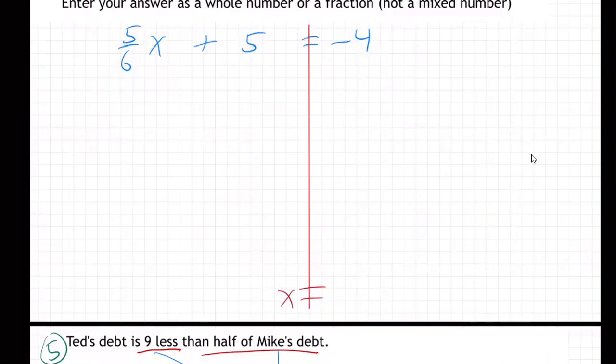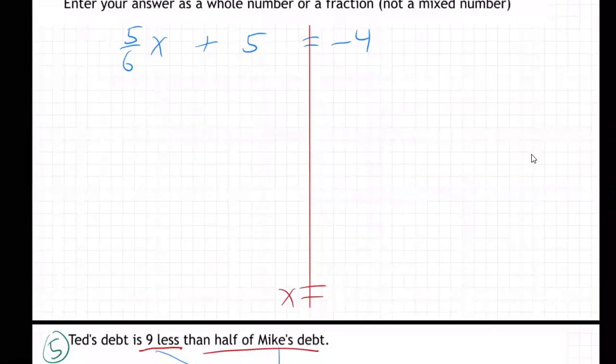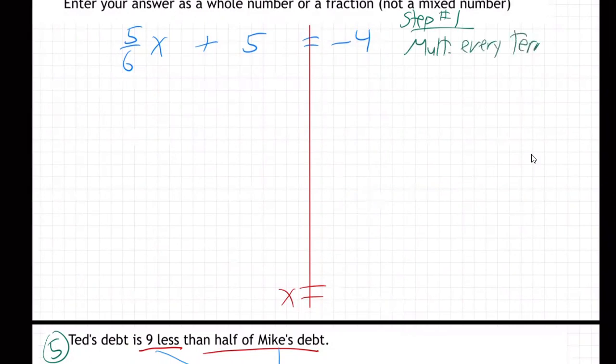So what do we do to get x alone? There's lots of things you could do, but I think it's easiest to first deal with the fraction, the denominator, because fractions are a pain. It's nice to get rid of those first. So step number one, multiply every term by 6/1. Why 6/1? Because 6 is the denominator.